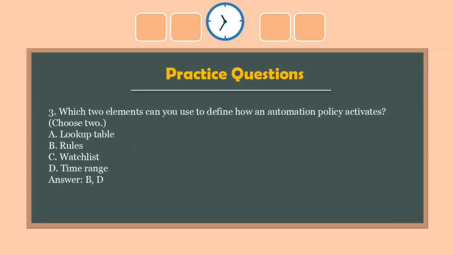3. Which 2 elements can you use to define how an automation policy activates? Choose 2. A. Lookup table. B. Rules. C. Watchlist. D. Time range. Answer: B, D.